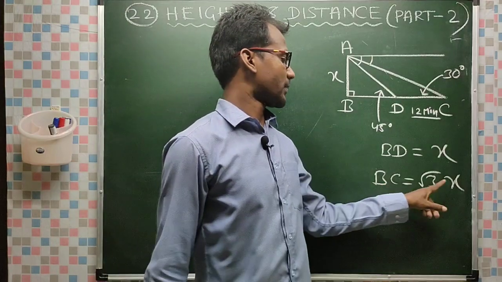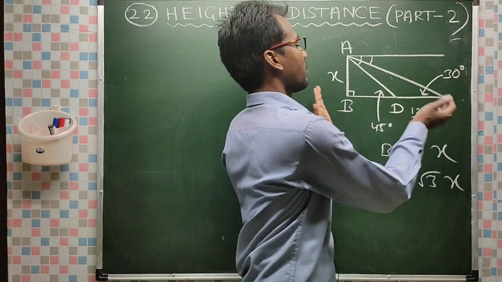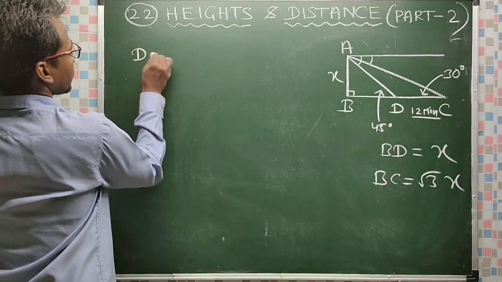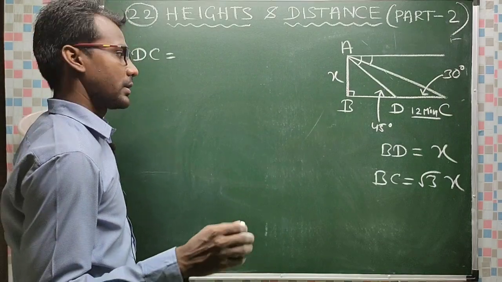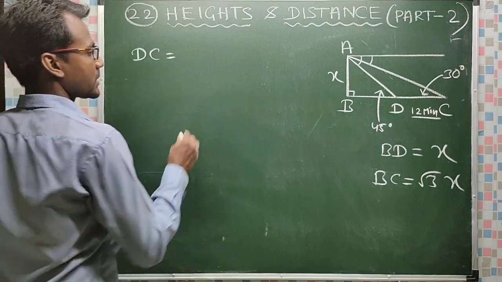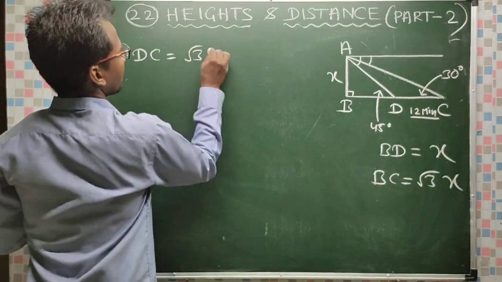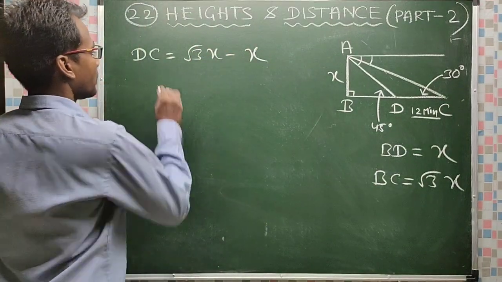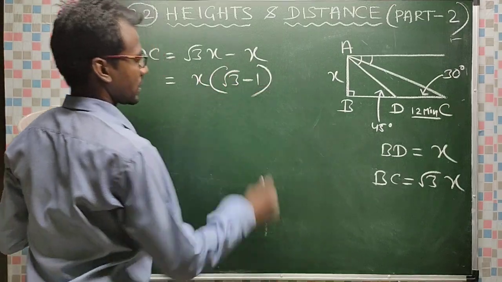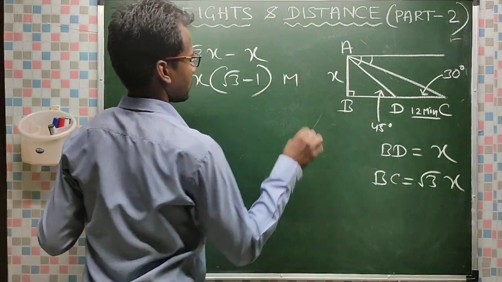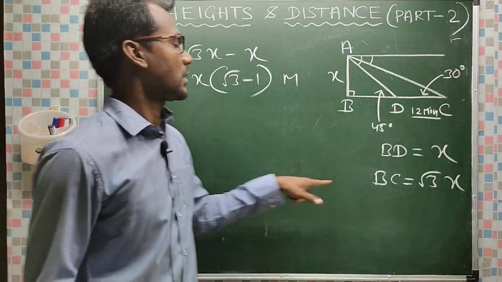So we have got BC in terms of x, we have got BD in terms of x. Now can we find CD? CD is equal to BC minus BD. Because we want to find the distance, then speed. Then we can easily find the time. CD is equal to BC minus BD, which means root 3x minus x, which is x whole root 3 minus 1, suppose meters. So this is the distance covered by the car in 12 minutes.